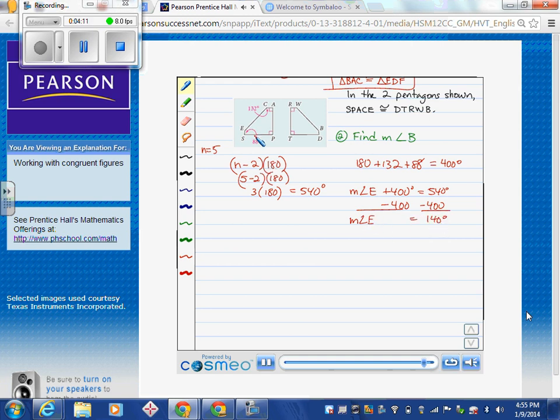Right, and you'll notice in the way that I have named the correspondence and the congruence that angle E corresponds to and therefore must be congruent to angle B. So I now know that the measure of angle B must be 140 degrees. Okay? Well, I think that should give you the tips that you need and the understanding.